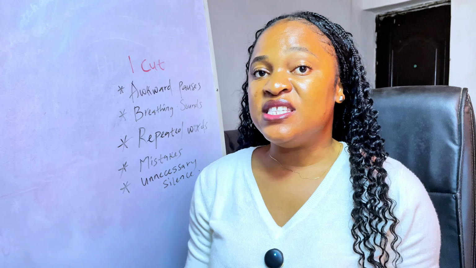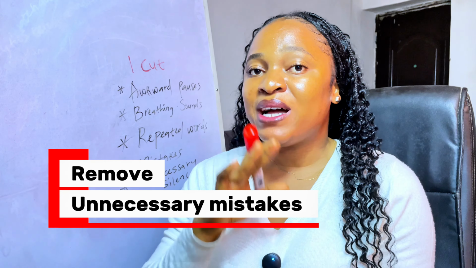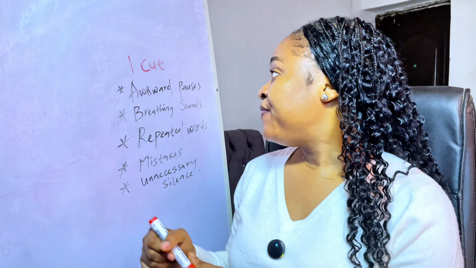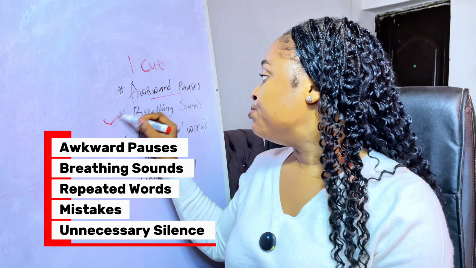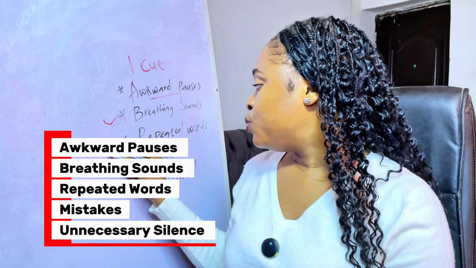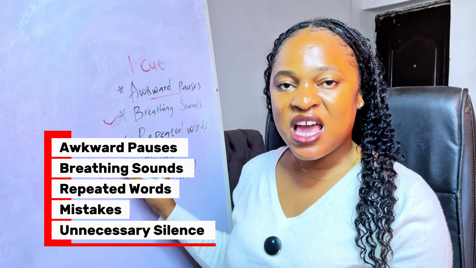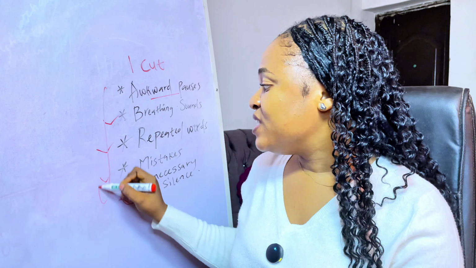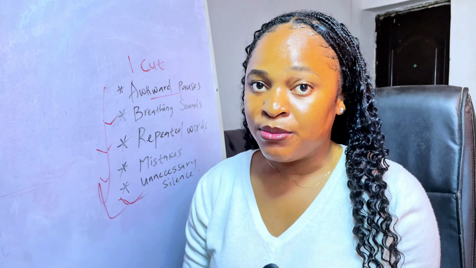The next thing that I do is remove unnecessary mistakes. Every part that is not wanted in my video, I remove. So here are things I remove. The first one is awkward pauses. The next one is breathing sounds. The third one is repeated words. Then the next one is mistakes, every form of mistake. And lastly, I remove unnecessary silence. So here is a list of things that I cut out because I do not need them in my videos.